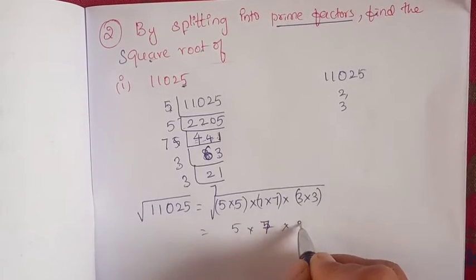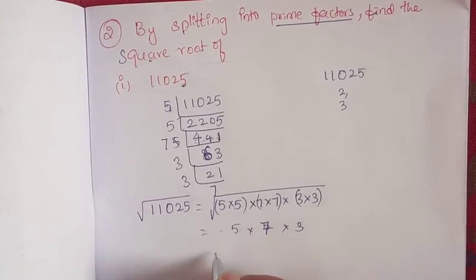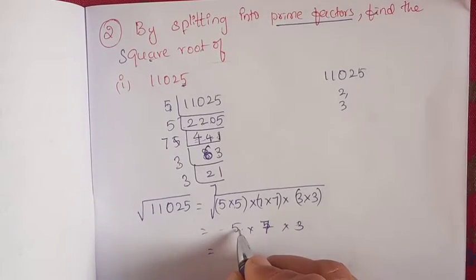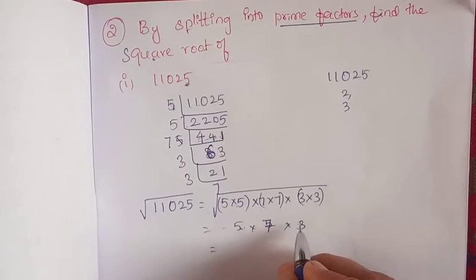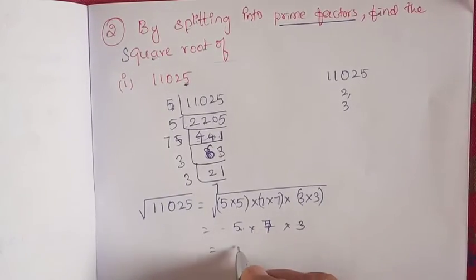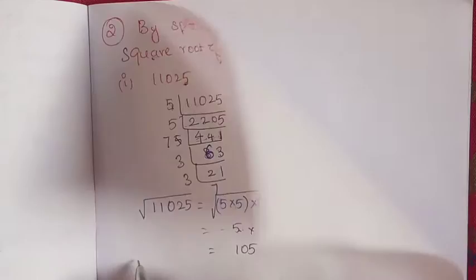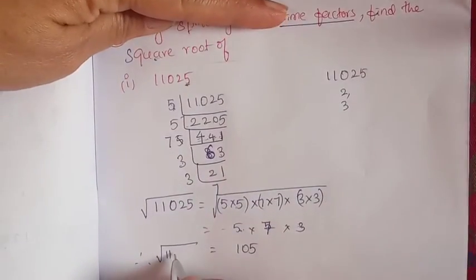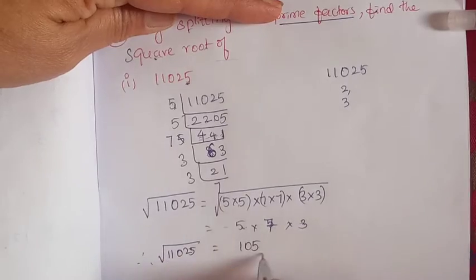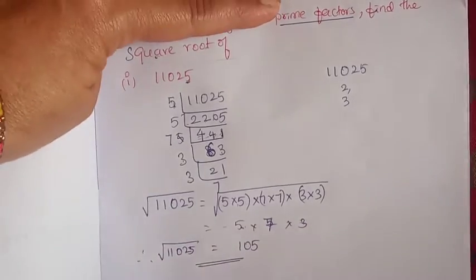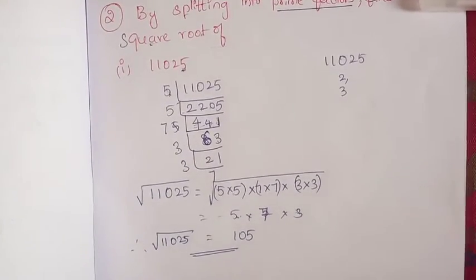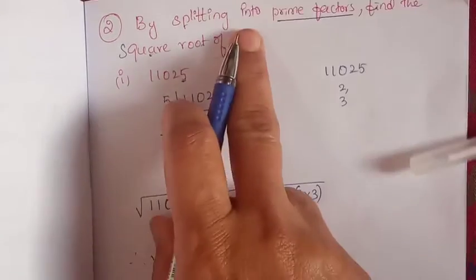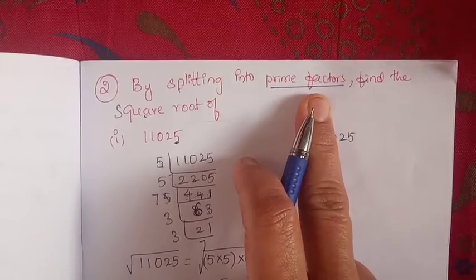From those pairs, pick out the one. Now no need to write square root. Now you multiply: 5 3s are 15, 15 7s are 105. Therefore, square root of 11,025 is equal to 105. Okay, children, this is the method of finding square root by splitting into prime factor method.